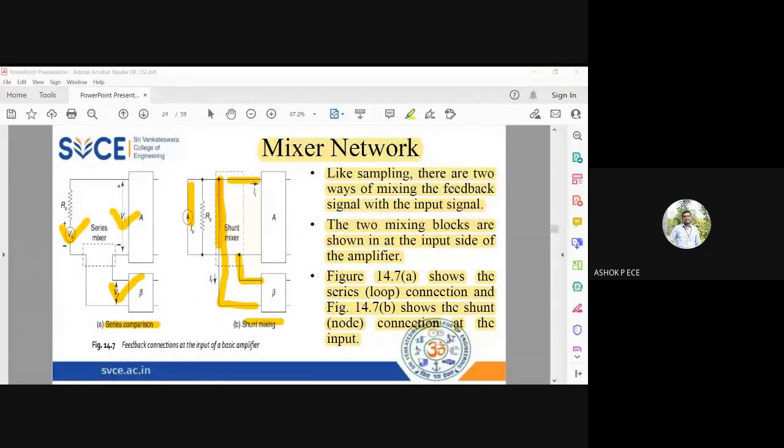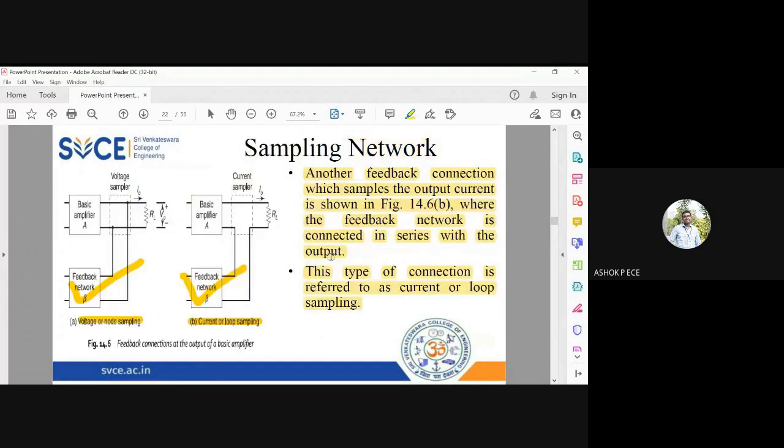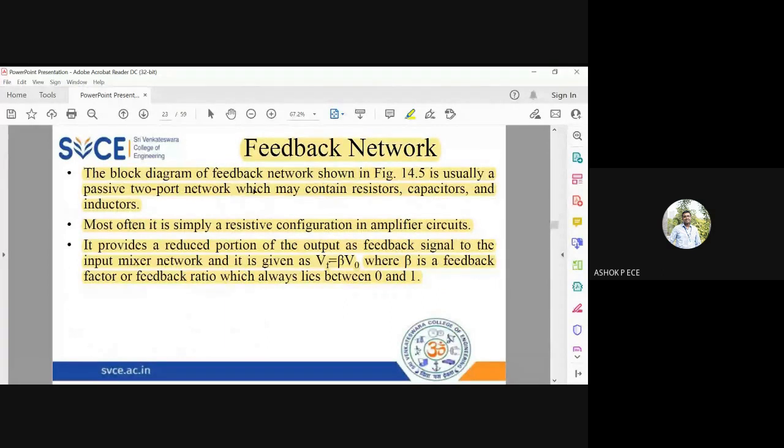So any doubt so far? So we have seen three types of networks: the sampling network, two types, voltage and current sampling. Feedback network. The purpose of feedback network you have seen. What is the feedback fraction or feedback factor? And the feedback network will contain only passive components. It can be RLC, but predominantly if you are going to go for amplifier based circuits, we'll be having only resistance. We'll be having only R in our feedback network.